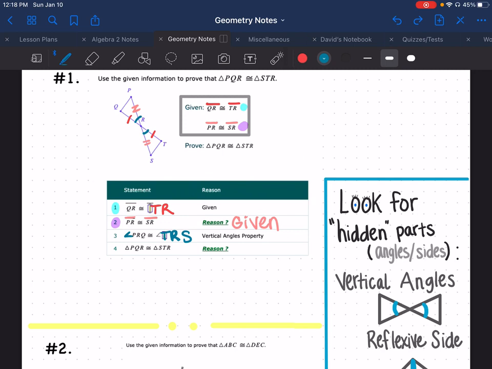And they already have the reason for you, which is the vertical angles property. Remember, like I said, not only is the picture telling you what's equal, it's also giving you the reason.